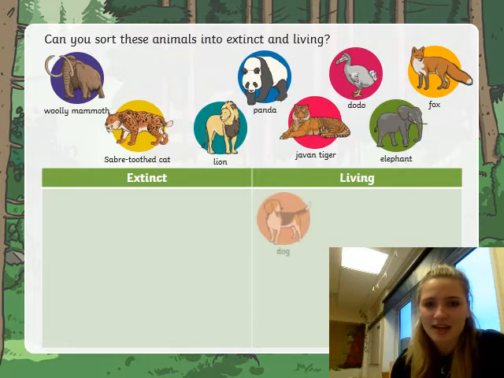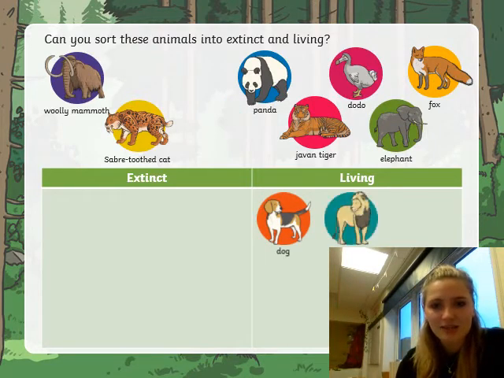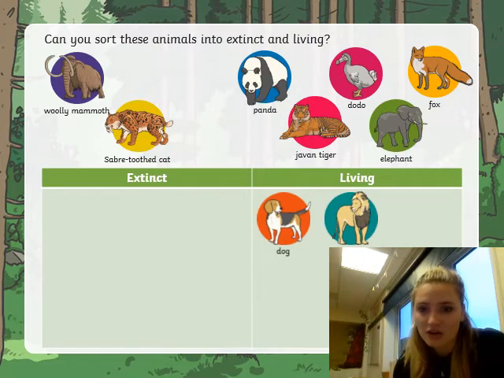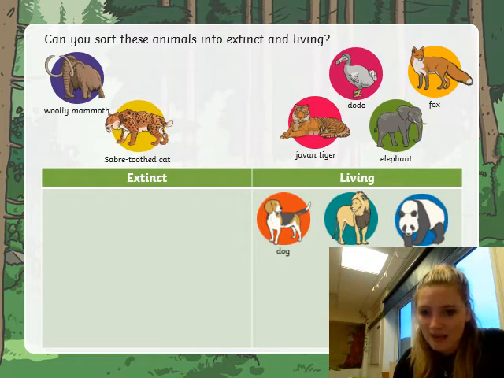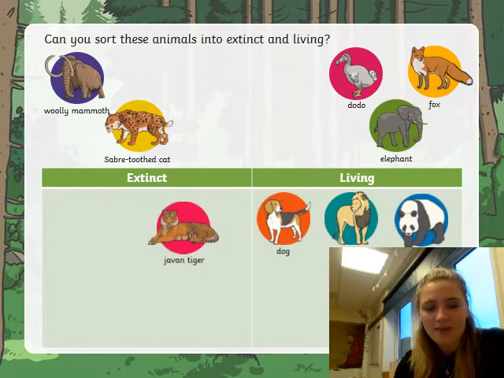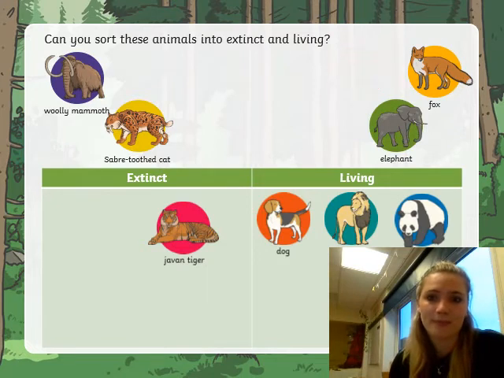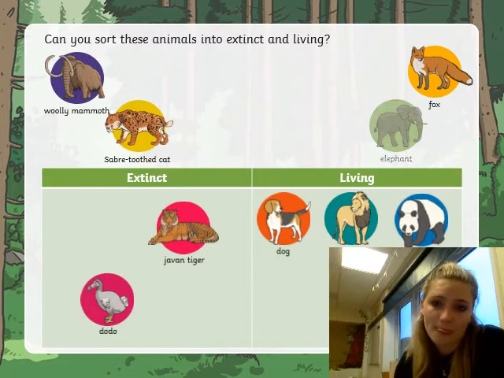Okay, so you should have said that a dog was living because some of you have got dogs as pets. A lion is obviously still living. There's a lot of lions there, not extinct. A panda is still alive, however they are endangered, which we're going to be looking at today as well. A tiger, okay, tigers are living, however a Javan tiger is a type of tiger that is no longer around. It's become extinct and there's no more of them left. A dodo, that is an extinct type of bird.